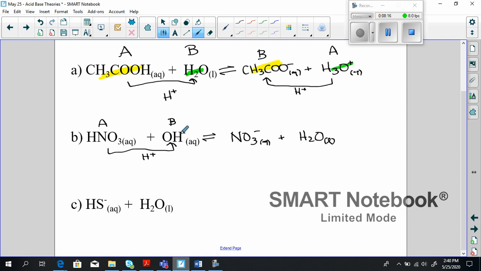So net charge on the left is 1 negative, net charge on the right is 1 negative. We want to look at the reverse process. So how does NO3 negative form HNO3? Well, it's going to accept, and water is going to donate. So we'll show the proton moving.